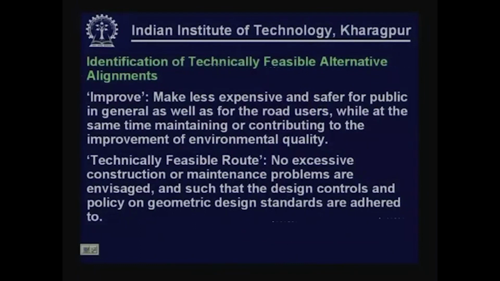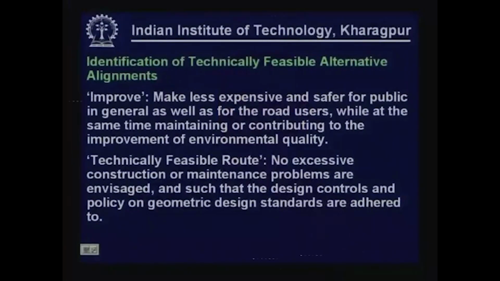Now, let us try to understand the process for identification of technically feasible alternative alignments. When we say we want to connect a road, we want to develop a road, all our idea is basically to develop or to improve the condition. So, at this stage it is worthwhile to look at this term improvement, and what we really mean by improvement. Let us look at this part. Improvement means making it less expensive and safer for the public in general.